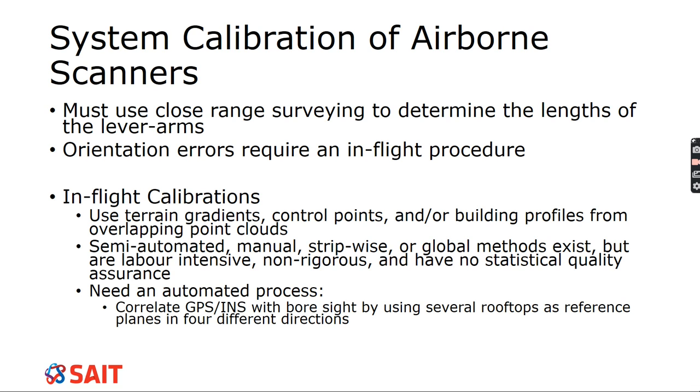Also, when you go back and forth in different directions, then a building should be a building, right? It should look like a box. If it's fuzzy, then we know that there's a problem with the calibration. So there are semi-automatic, manual, stripwise, and global methods. These are all different types of in-flight calibration methods, but they all require a lot of people work.